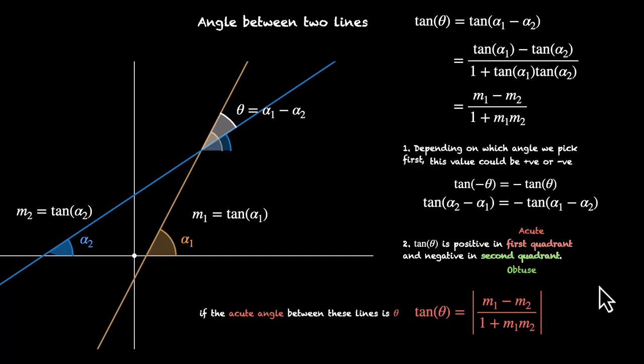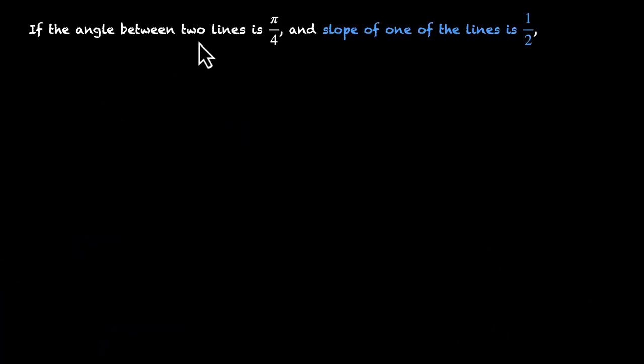Now let's solve a problem. If the angle between two lines is pi by 4 and the slope of one of the lines is half, find the slope of the other line. Pause the video, try visualizing what's happening.